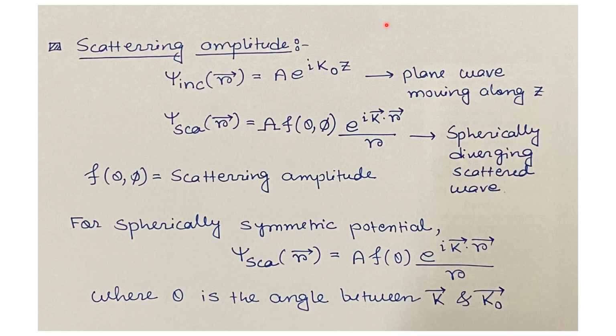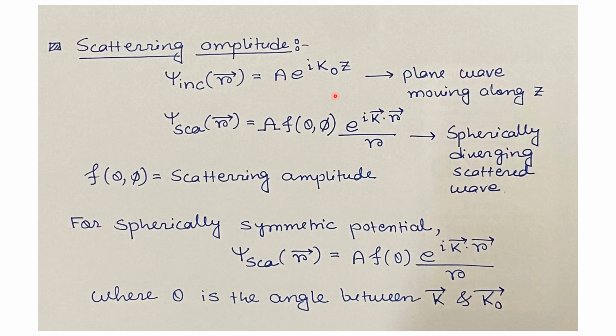The parallel beam of incident particles can be represented by the free particle equation, that is the plane wave equation, given by psi incident as a function of r vector equals A times e to the power i k naught dot r vector. Here k naught is the wave vector for the free particle wave. Now as the particle beam is moving along the z direction, we can write the wave function for the incident particles as psi incident equals A times e to the power i k naught z. So this is the equation of a plane wave moving along the z direction.